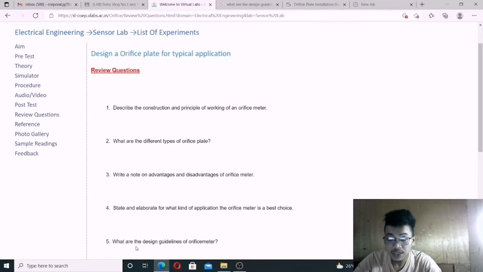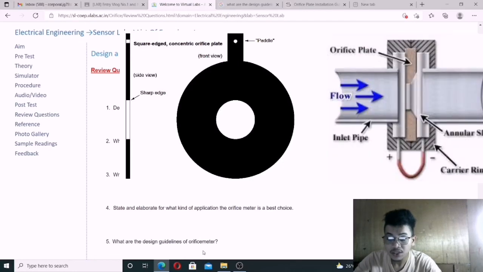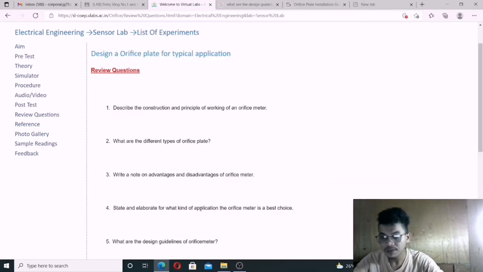The fifth question is, what are the design guidelines of the orifice meter? So the orifice meter has no fixed design guidelines, but it should not be reversed. That's the main purpose of the orifice meter. It should not be reversed, or else it will not measure the differential pressure. I think that would be all.